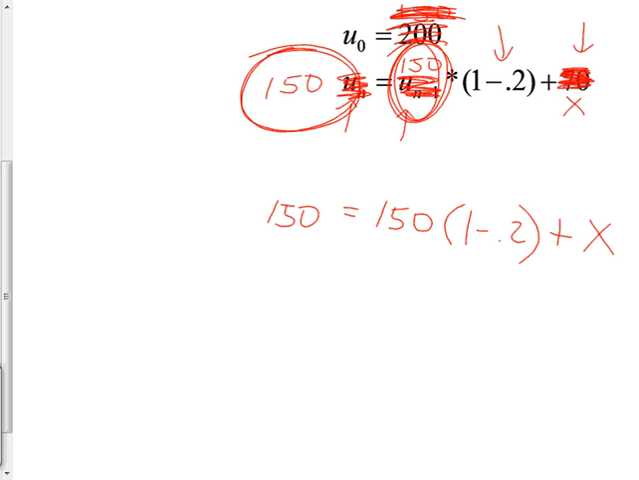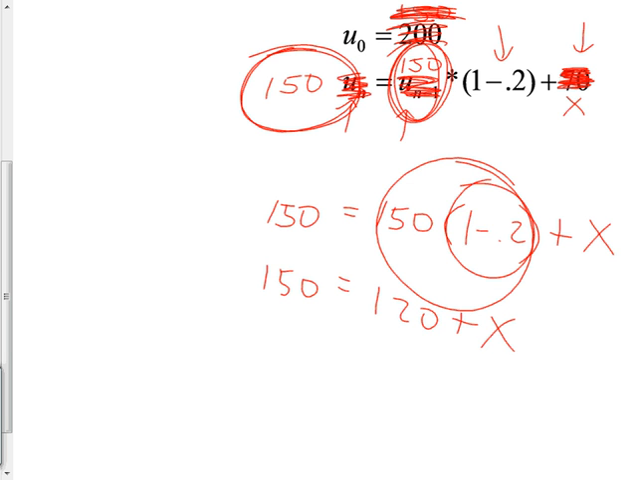It's a really common mistake. What you could do is you could say that's 0.8. 0.8 times 150 gives you what? 120. 150 equals 120 plus X. And if you can't solve that, I got to move you back a class. So you subtract 120, the answer is 30.